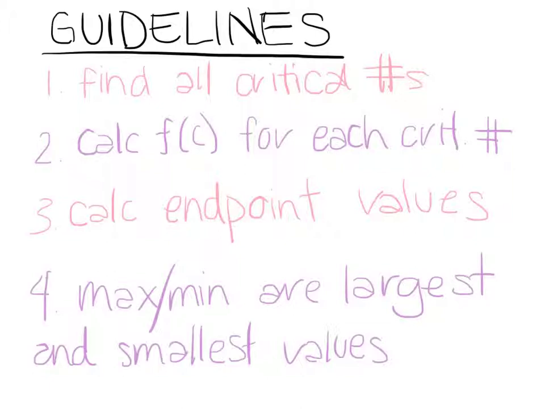Our guidelines for graphing and finding extrema of a continuous function is first to locate all the critical numbers, or the numbers where the derivative is 0 or fails to exist. We then calculate the value f of c for each critical number, calculate the endpoint values, which can be critical numbers, keep in mind, and then find that the maximums and minimums are the largest and smallest values out of these calculated numbers, including criticals and endpoints.